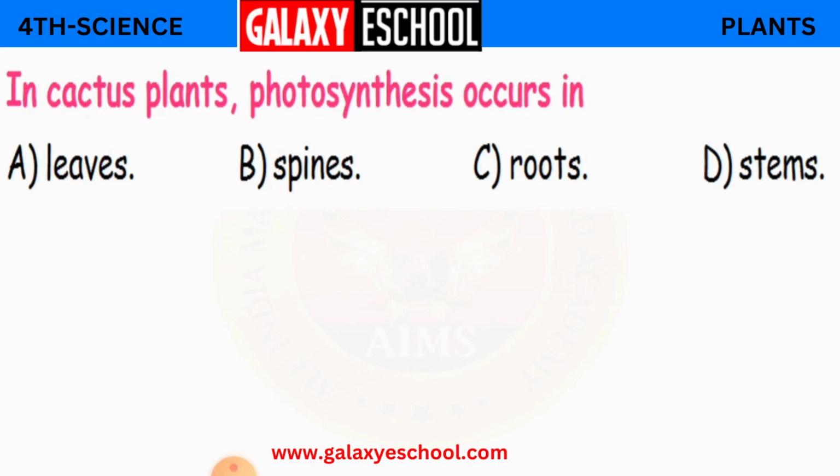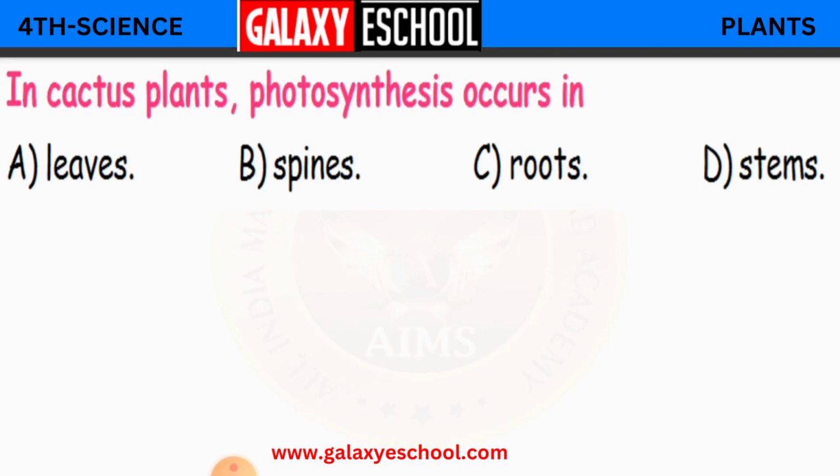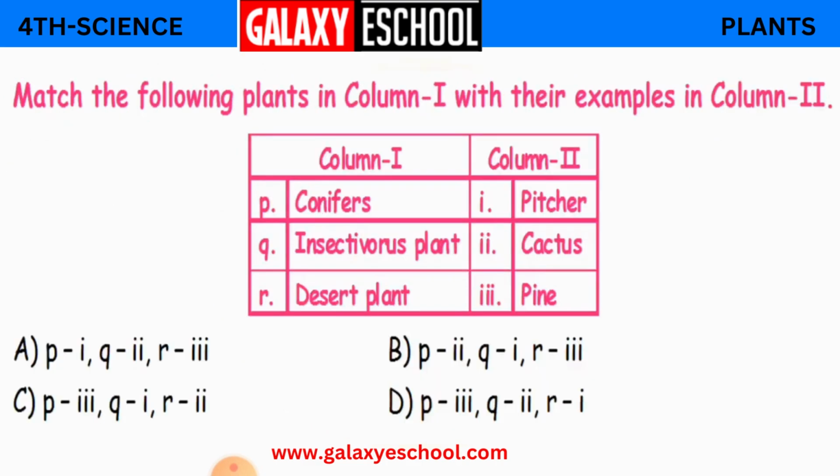In cactus plants, photosynthesis occurs in. What is photosynthesis, children? Food making process. The plant itself makes food. That is known as photosynthesis. So in cactus plants, that is the desert plants, photosynthesis occurs in whether leaves, spines, roots or stems. And the answer is stems.